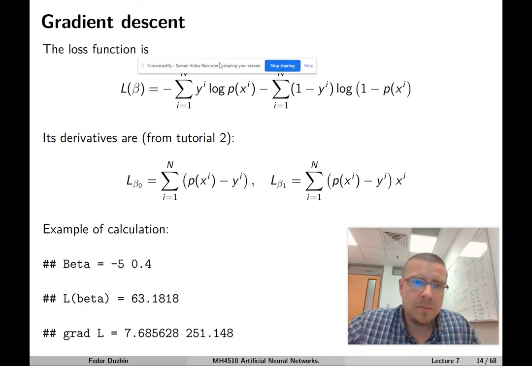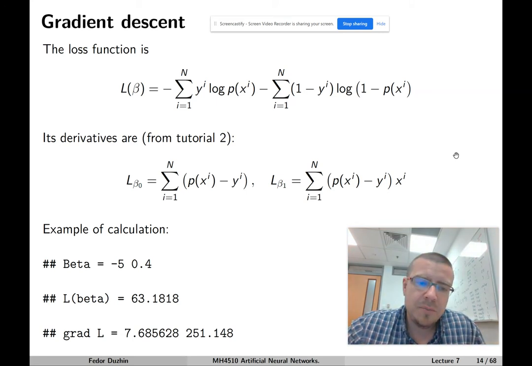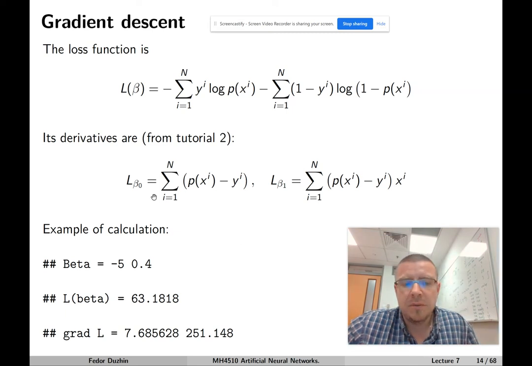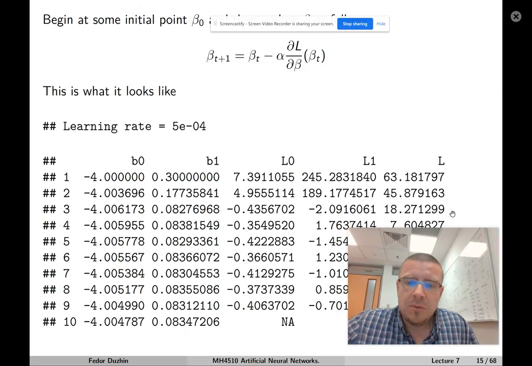Now, let me give you an example. So it means that for every given point beta, I can use my formula for the loss function, the first formula, to compute the loss for that combination of beta 0 and beta 1. And then I can use the second formula, the one with two terms, L beta 0 and L beta 1, to compute the partial derivatives of my loss function with respect to beta 0 and beta 1, at every beta 0, beta 1. So this is what it looks like.